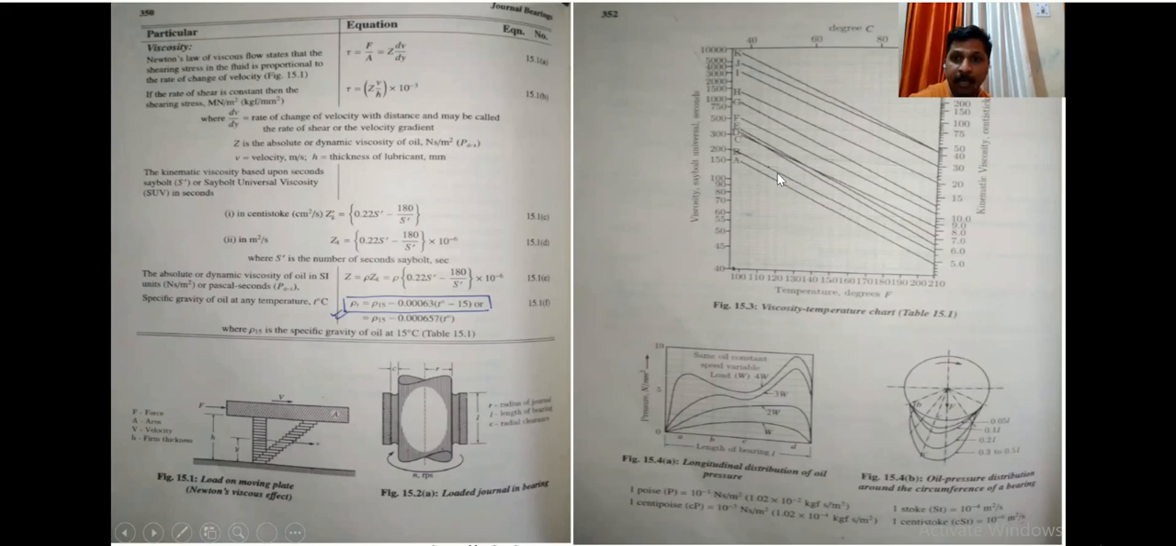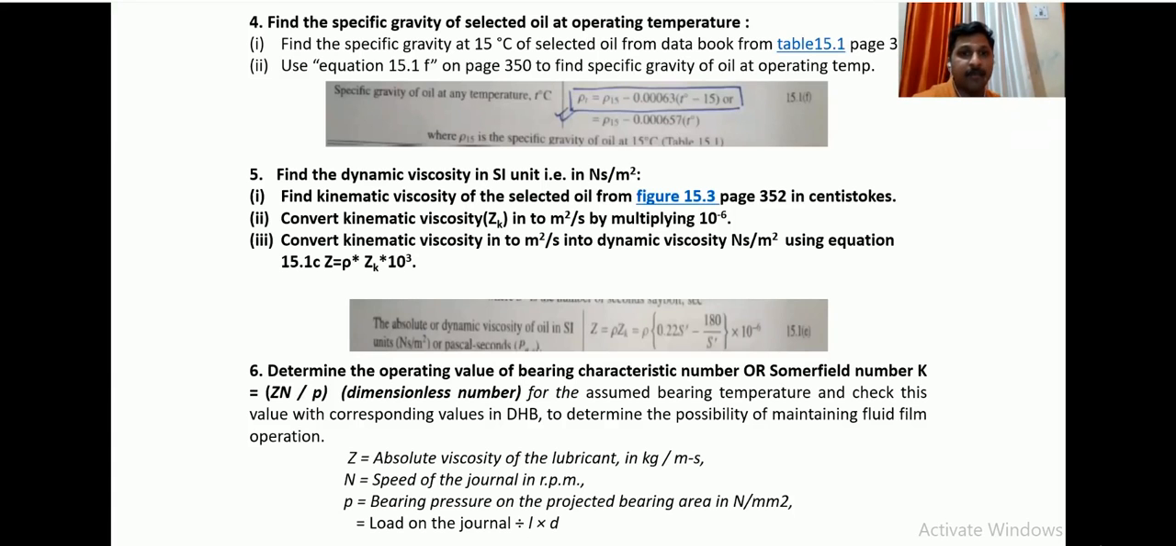We will have this point, and at this point the viscosity is nearly 25, or in between 20 and 30 centistokes. So we will note down the kinematic viscosity in centistokes, and then we will convert it into meter square per second by multiplying by 10 to the power minus 6.